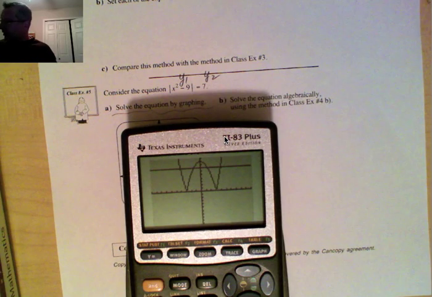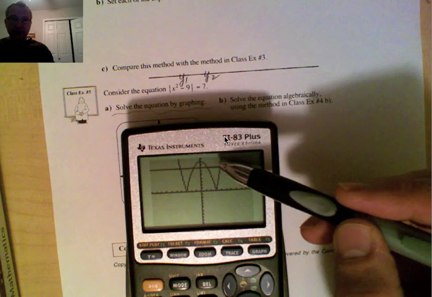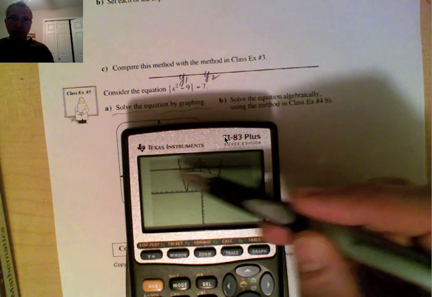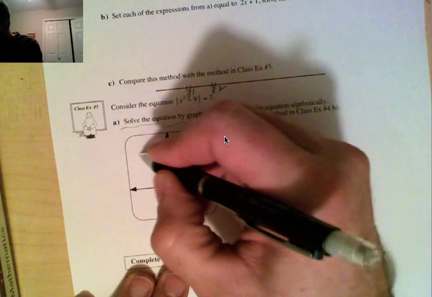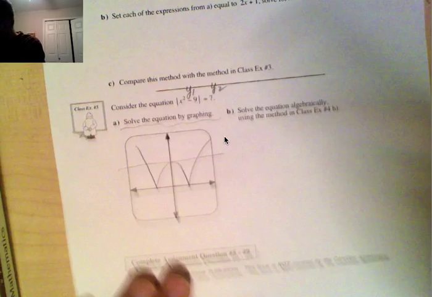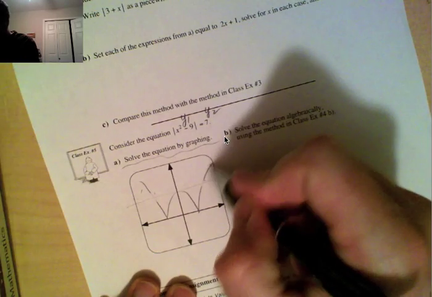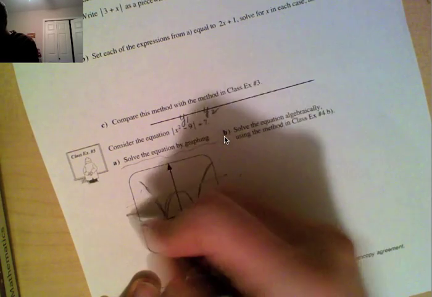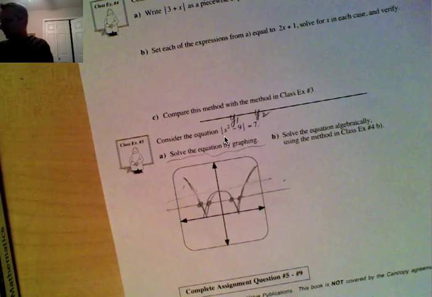What I'm going to notice, I get almost what looks like a W shape. And I actually have 4 points of intersection. 1, 2, 3, 4. So if I quickly sketch that, essentially it looks like this. We have a line at 7, and we have 4 points of intersection here.